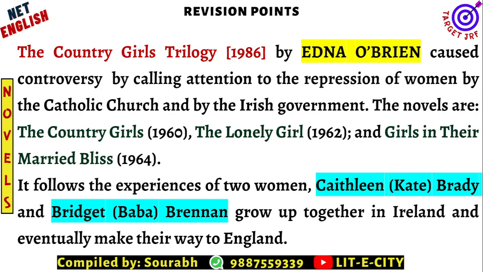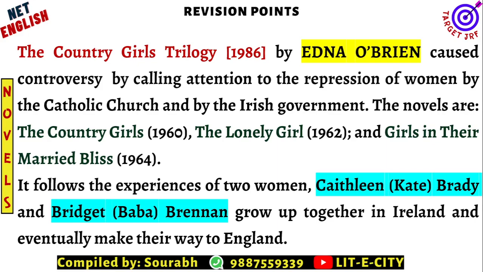The Country Girl Trilogy by Edna O'Brien, an Irish author, caused controversy by calling attention to the repression of women by the Catholic Church and the Irish government. The novels of this trilogy are The Country Girls, The Lonely Girl, and Girls in Their Married Bliss.